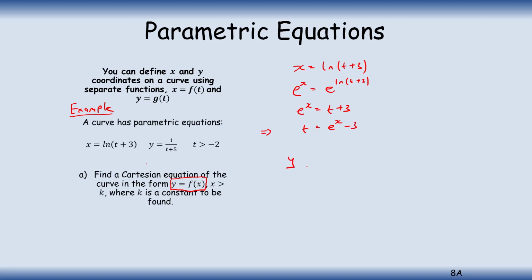Now we know that y is equal to 1 over t plus 5. So sub for t, and that gives us that y is equal to 1 over e to the power of x minus 3 plus the 5 that we're given there. So y is equal to 1 over e to the power of x minus 3 plus 5 is plus 2. So we've rewritten it then in Cartesian form.